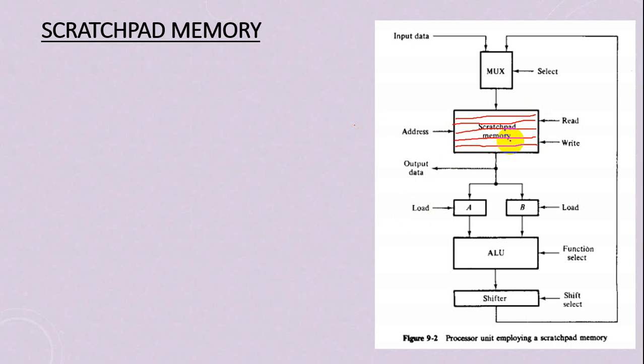So how does it work? This is the multiplexer. This is the input data. By using the multiplexer, data can come from two different sources. This is two inputs and one output of the multiplexer. One is the input data, the other is the output from the shifter. Now let's do the same operation as before, R2 plus R3, and the result will be stored in register R1. Let's see how it works over here.